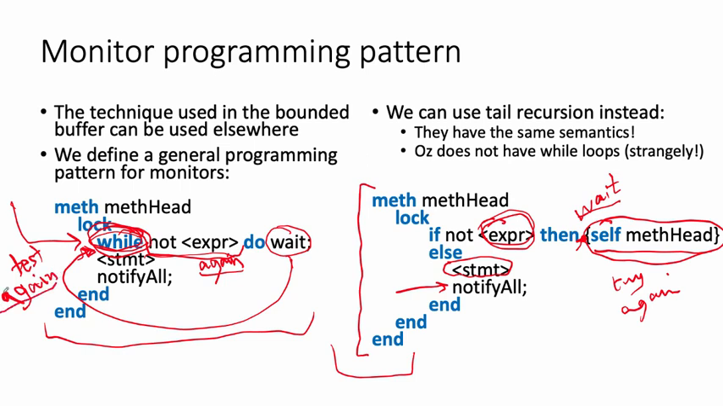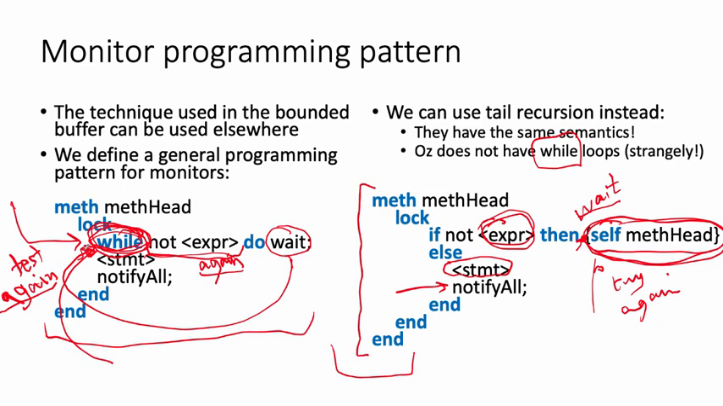Otherwise, you might get a bug. Otherwise, another thread might fill the buffer, and then you try to put, and the buffer is full. So it has to be a while loop or a recursive call here. So this is the programming pattern for monitors. If you don't do it like this, then it's going to be buggy. Okay. So in Oz, we will use recursion because, strangely, Oz does not have while loops. Kind of a weird omission. But in a language like Java, you will do while loops. Okay. So that's the monitor pattern.